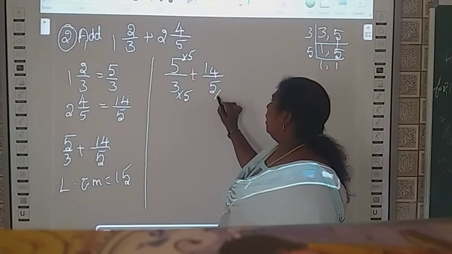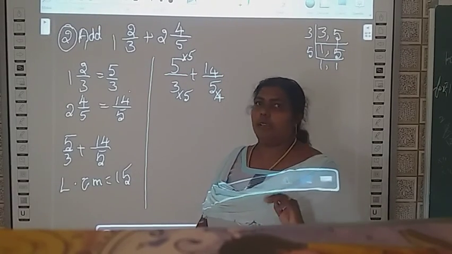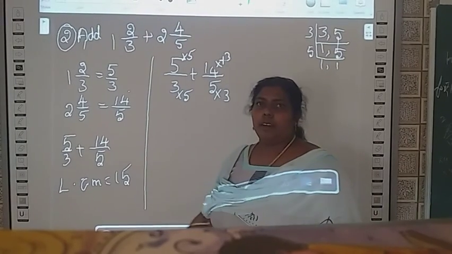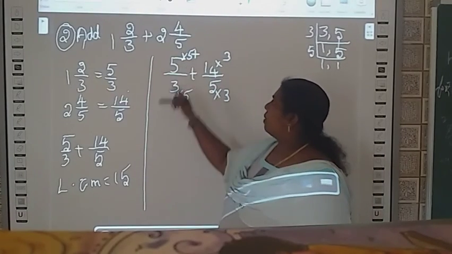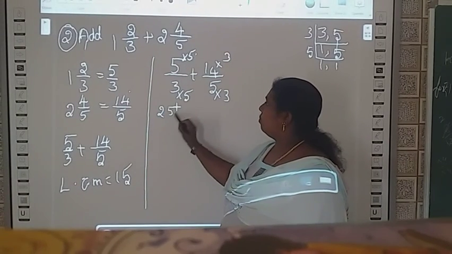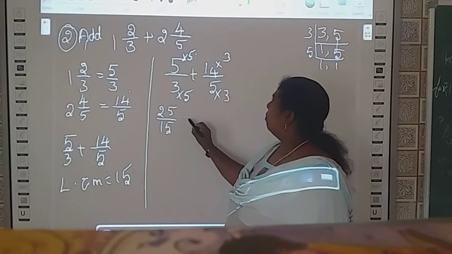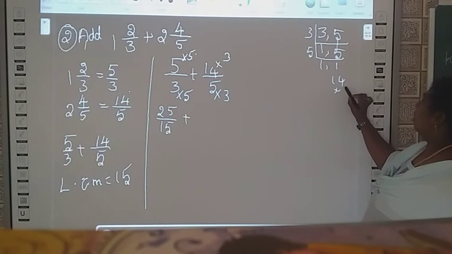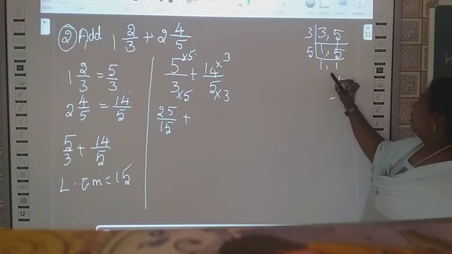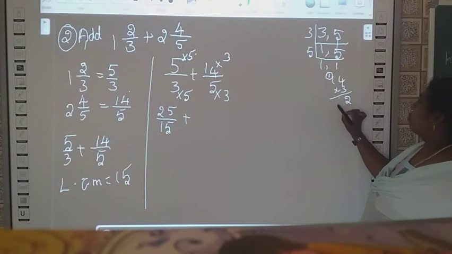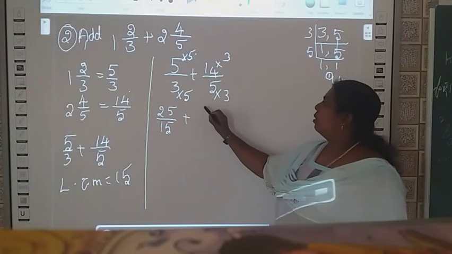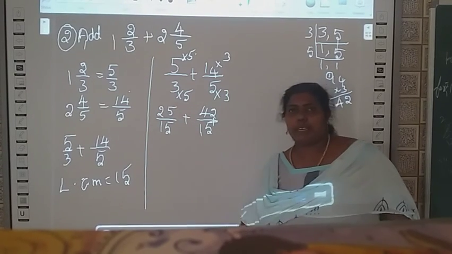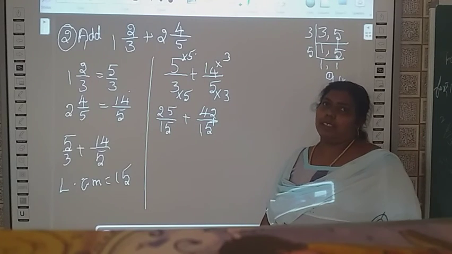Then here, denominator 5, how many times is 15? 3 times, isn't it? 5 times 3 are 15. Here also multiply by 3. Understand? Multiply 5 times 5 are 25, divided by 15. Plus 14 times 3 are how much? Multiply here, 14 into 3. 4 times 3 are 12. 1 carry over. 1 times 3 is 3. 3 plus 1, 4. That is 42. 42 divided by 15. Now these two fractions are like fractions, right?